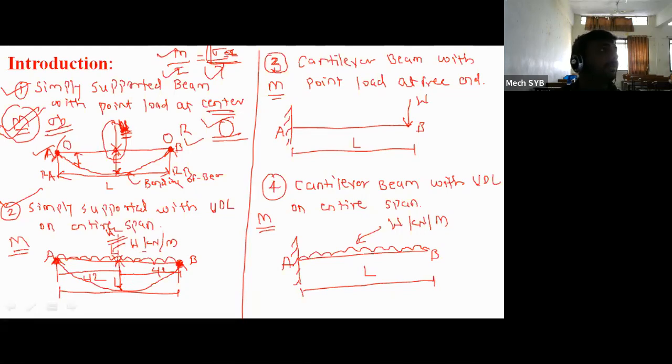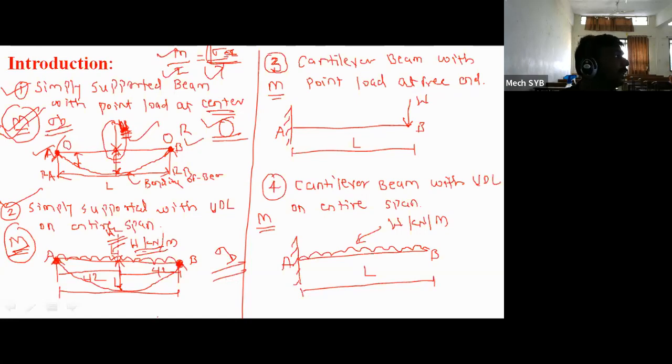Maybe means if your simply supported beam is subjected to the point load, or if your simply supported beam is subjected to the UDL on entire span, for both the cases, your bending moment value is maximum at the center point and it is equal to 0 at the support point. Therefore, in both the figures, we can calculate the bending moments at the center point, which will be the maximum. And by using this particular bending moment value, we are able to calculate the bending stress.